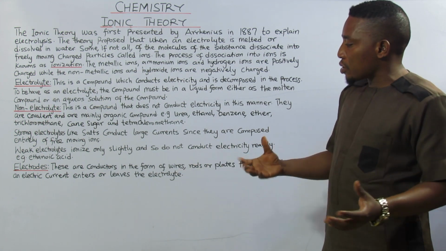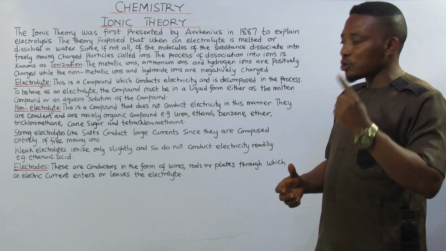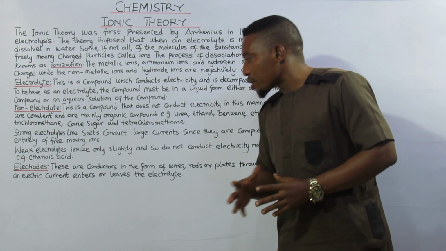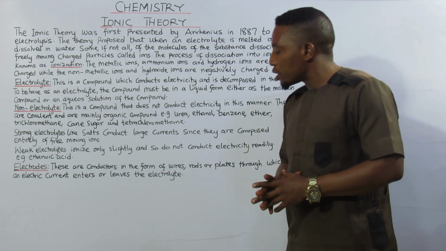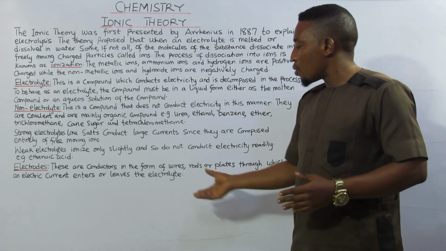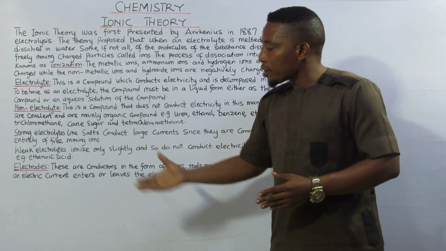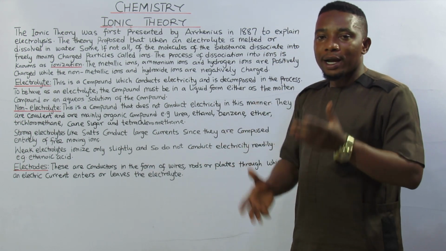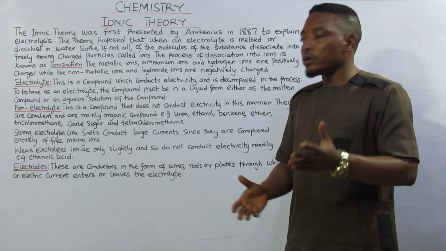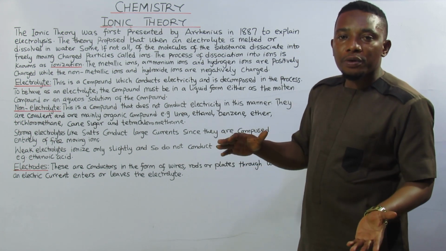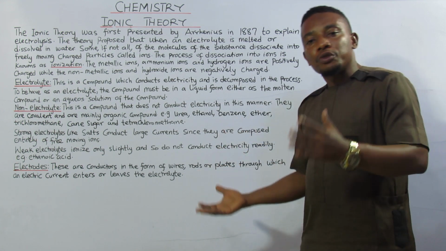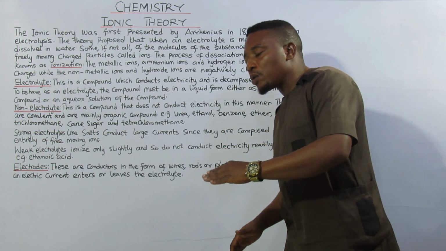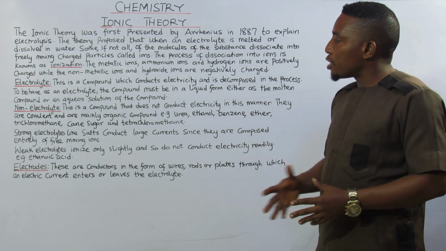Also, the electrodes. These are conductors in the form of wires, rods, or plates through which an electric current enters or leaves the electrolyte. In electrodes, we have the cathode and the anode. It is a conductor through which current enters or leaves the electrolyte.